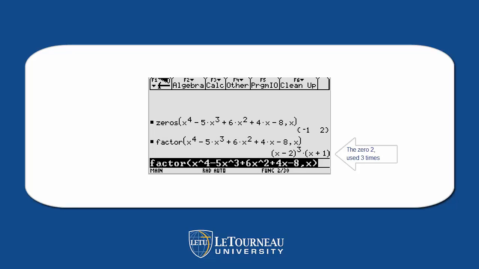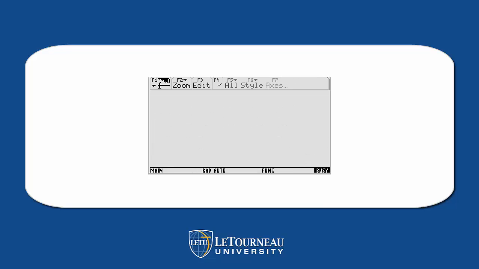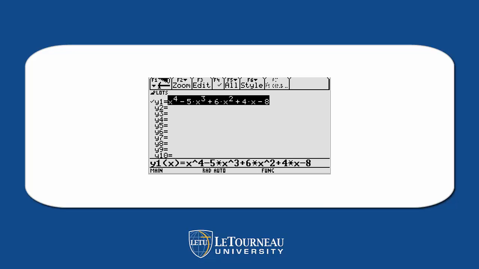Now that means, if you remember from the beginning of this, that if we were to draw a graph, it would go through the x-axis and sort of do a jog. So let's get it set up here. We want to store this in y1 of x. It's always good to store, so that when we go to the y equals screen, there's our function and we didn't have to type it in again.